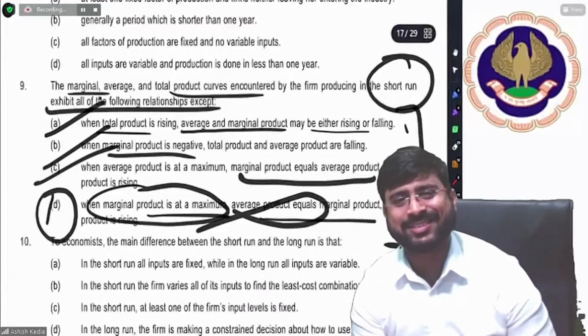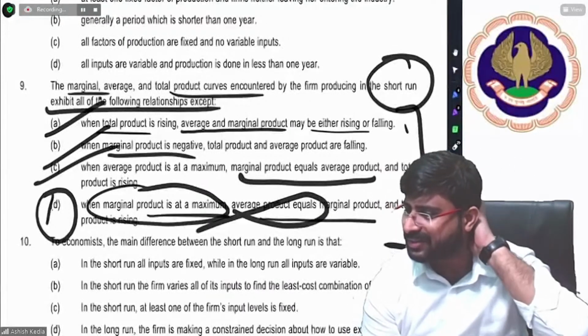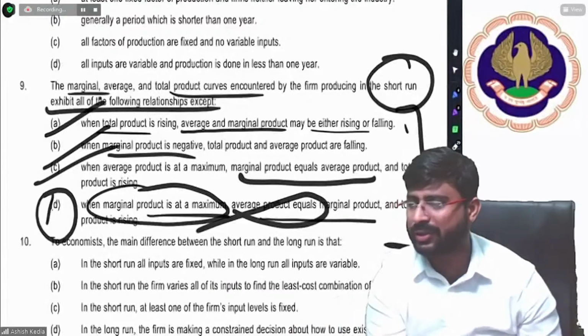Option D will be our answer. Yes, sir, we are able to understand this.